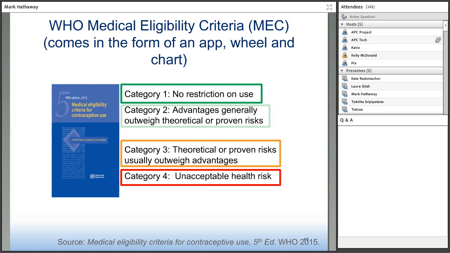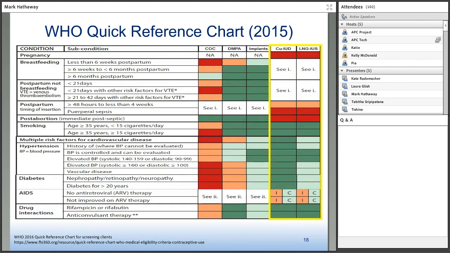This now comes in the form of an app and a wheel and a chart. It's an incredibly important and helpful tool for helping remove barriers to contraceptive methods that we've had for many, many years. It's a great, effective tool to be used. This is a chart that was developed by several colleagues and several organizations. This is just a quick snapshot of one part of the chart, and it lists down the left-hand column different medical characteristics or conditions. Then you can see, boxed off in yellow, the copper IUD and the hormonal IUD and the conditions when they can be used.